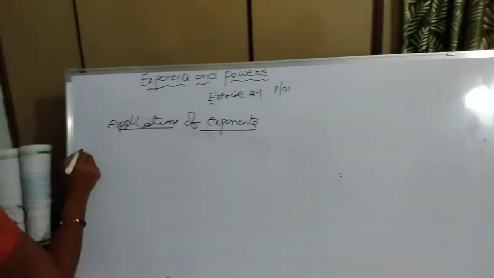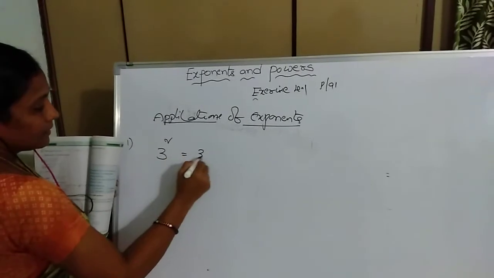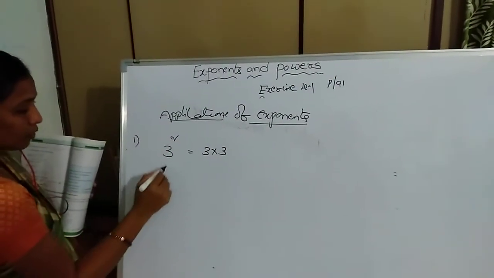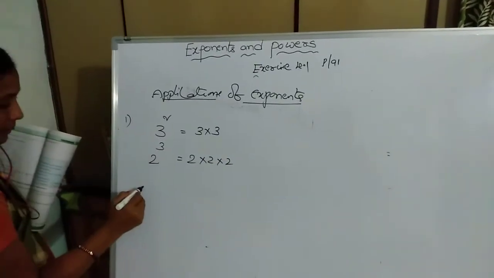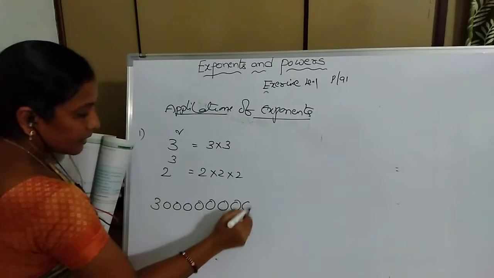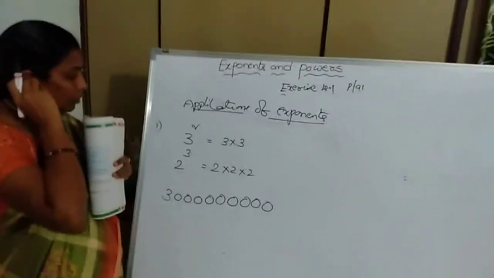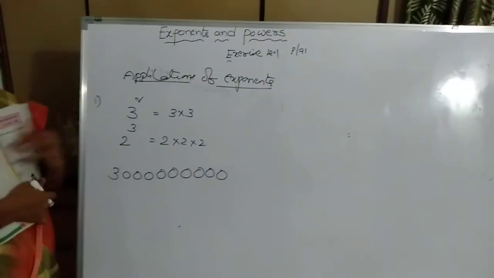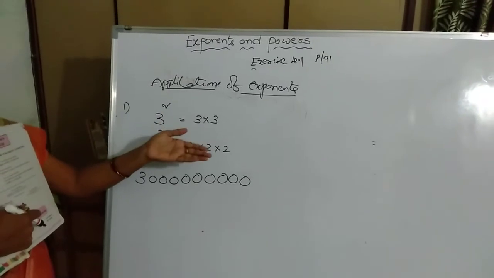Applications of exponents. For example, 3 square means 3 into 3, and 2 cube means 2 into 2 into 2. These are very easy to read and write in exponential form or the expanded form.